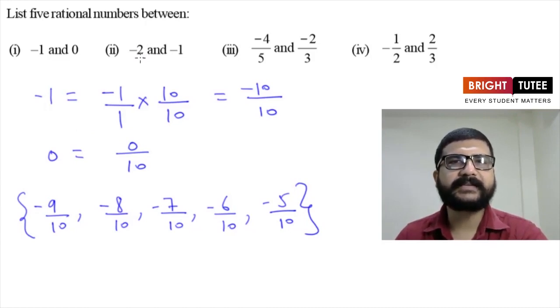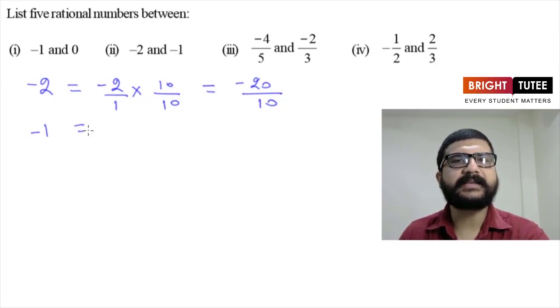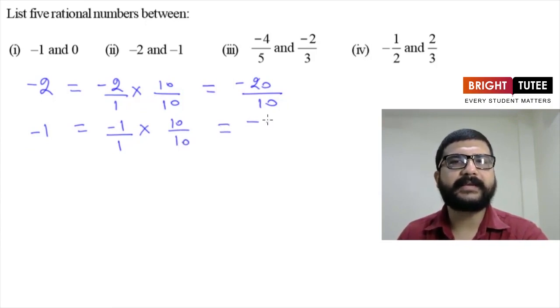Now let's see the second part. It is -2 and -1. So we are having first number as -2. We can write it as -2 upon 1. Now we can multiply it with 10 upon 10. This will give us -20 upon 10, and the second number is -1. This can be written as -1 upon 1, and then we will multiply this also with 10 upon 10. Now this will be equal to -10 upon 10. So now we have to give rational numbers between -20 upon 10 and -10 upon 10.